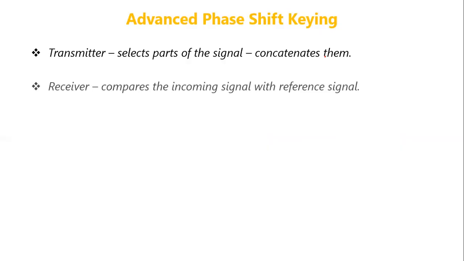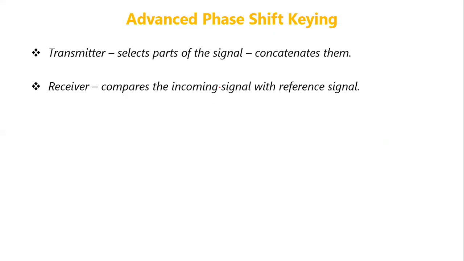In the receiver part, how does the receiver work? The transmitter will select the part of the signal and concatenate them. If it is 1 1, the signal will be shifted by 45 degrees, and like that, it will select the appropriate part of the signal, concatenate them and send them. The receiver will compare the incoming signal with the reference signal and then regenerate the original signal.